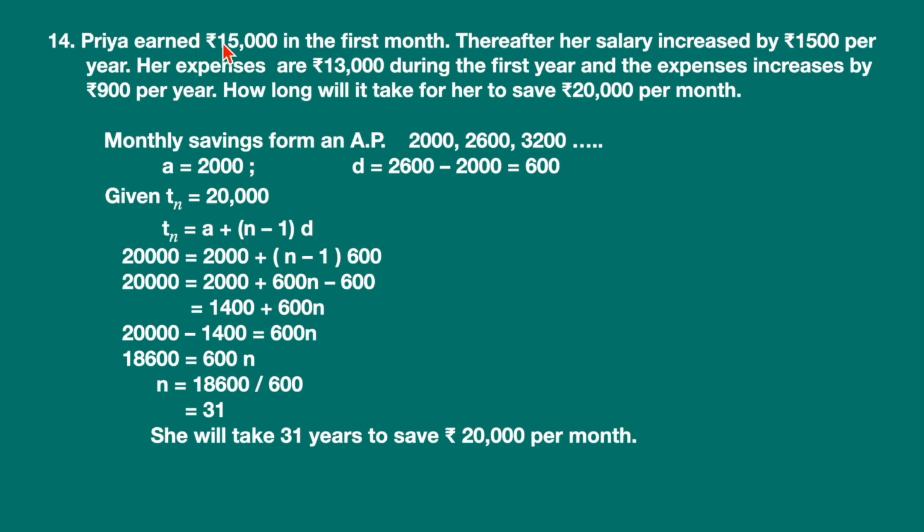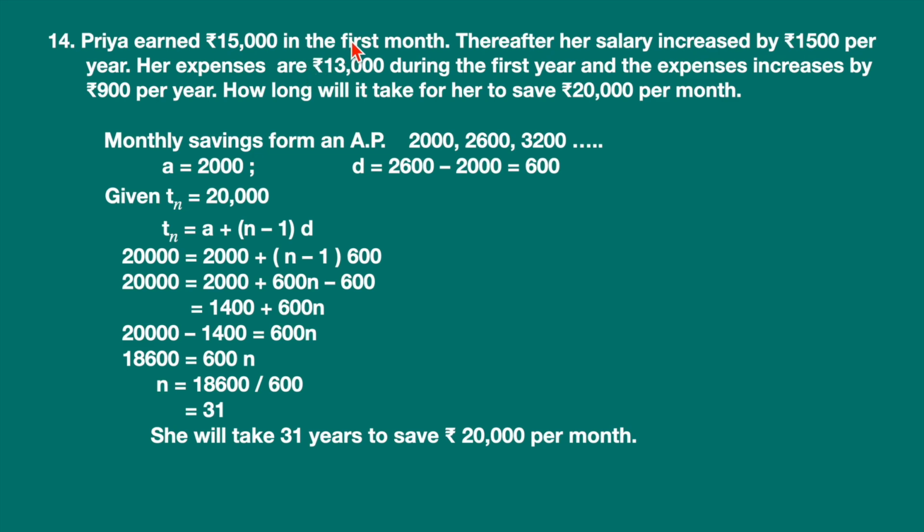Question 14. Priya earned rupees 15,000 in the first month. Thereafter, her salary increased by 1,500 per year. Her expenses are 13,000 during the first year and the expenses increase by 900 per year. How long will it take for her to save 20,000 per month? Okay, first let us try to understand the sum. What it says is that in the first year, she earned 15,000 and she spent 13,000. So how much money did she save? 2,000 rupees the first year.